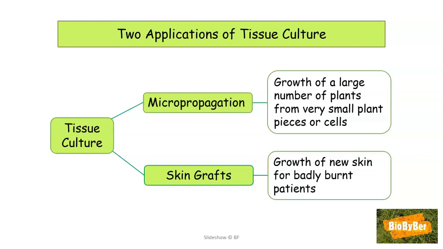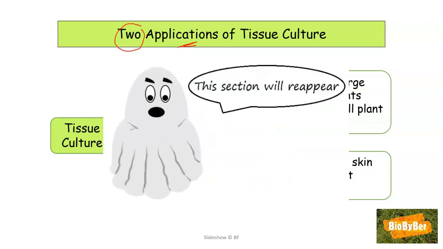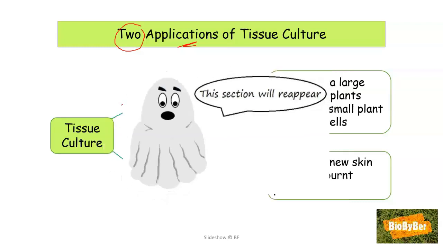Now, an objective of this lesson is to be able to explain two applications or two uses of tissue culture. The first application or use of tissue culture is micropropagation. This is really asexual reproduction in plants. We go into this section in a bit of detail here because this section will make a reappearance when we are studying asexual reproduction in plants at a later stage.